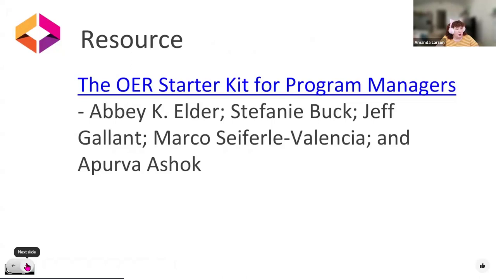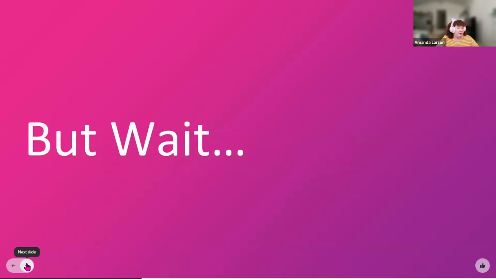A great resource for getting started thinking about a publishing program programmatically is the OER Starter Kit for program managers. You'll have access to these slides. I already shared the link with Karen, so you can access any of the links inside of here. It's a lovely resource. It has case studies, and it has a lot of different perspectives on the different components of building a publishing program.